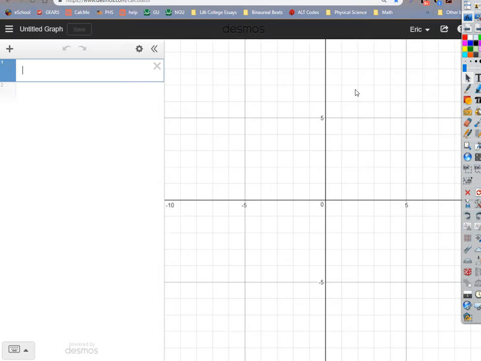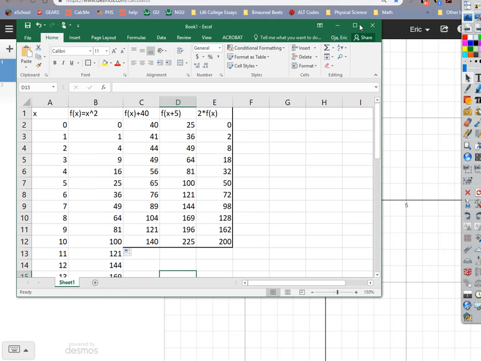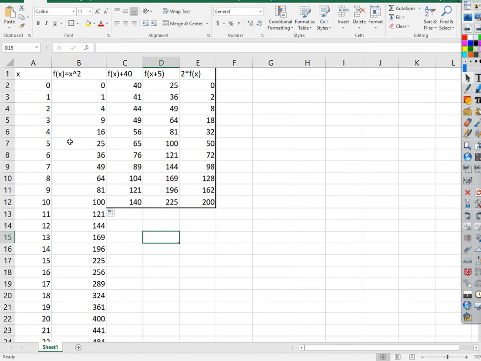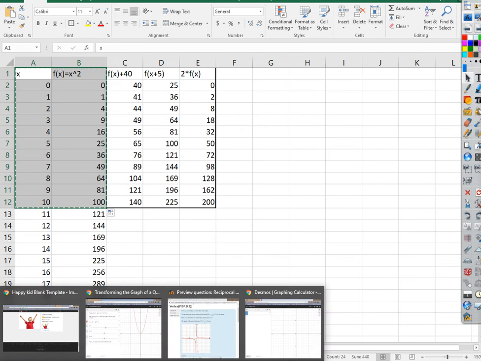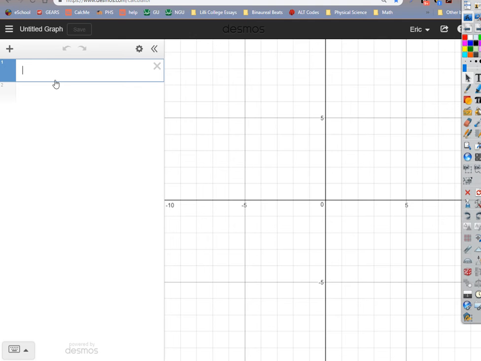All right, so all I've got to do is go back to, and this is really cool, something I want you to learn how to use Desmos well, because you're going to use it a lot in the future in math. So if I just grab these first two columns, from 0 to 10, and I copy that, look what happens if I go into Desmos and I paste it.